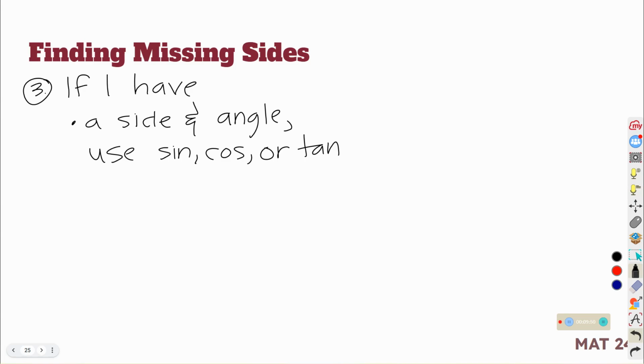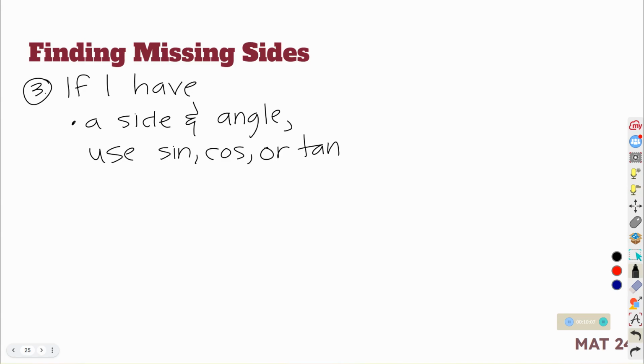When we use sine, cos, or tan, we set up the trig ratio, right? Sine of my angle equals opposite over hypotenuse. And I plug the numbers I have, and then I isolate the thing that I don't. We're going to practice.